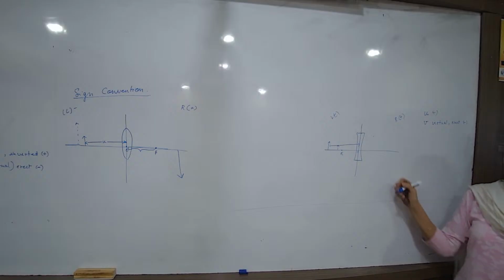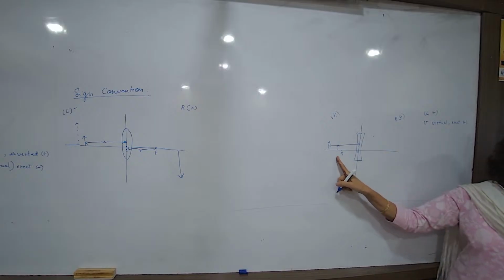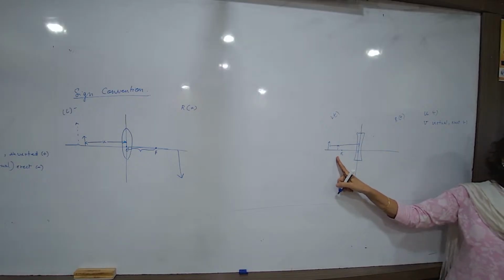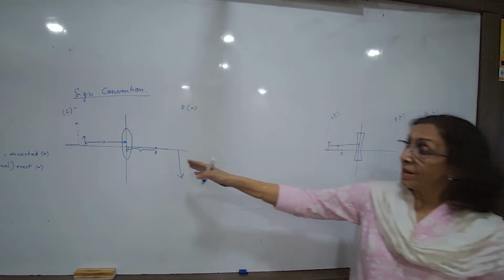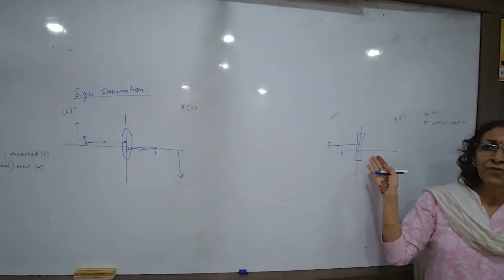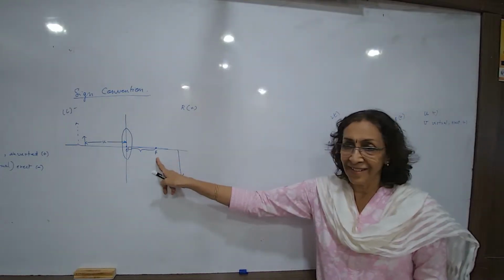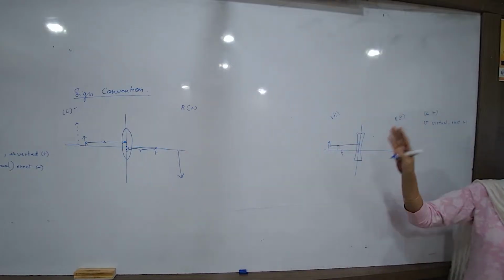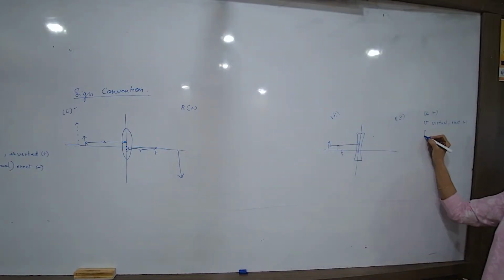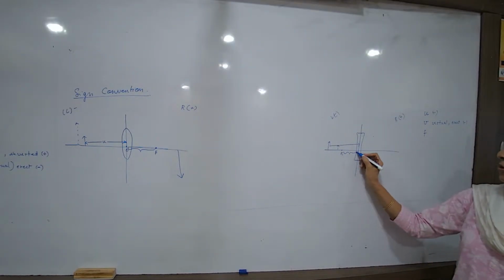What about focus? Is it going to be here or here? That is right. It is exactly opposite now. For the convex lens, the focus was on this side, but here it is going to be on the left hand side. So your focal length here is going to be negative.